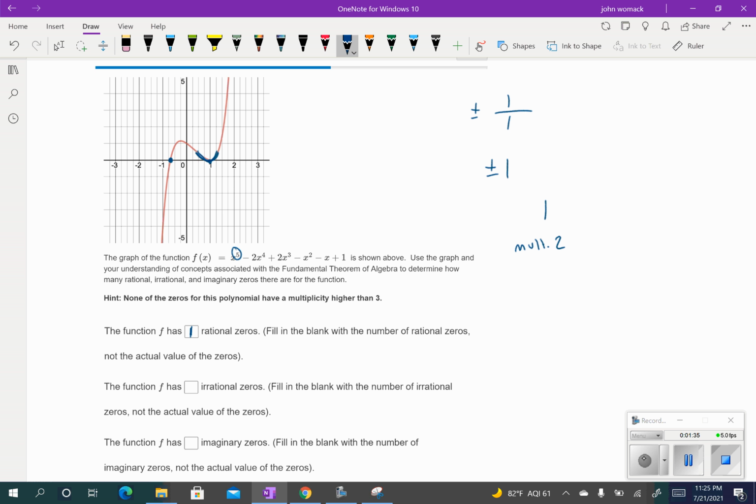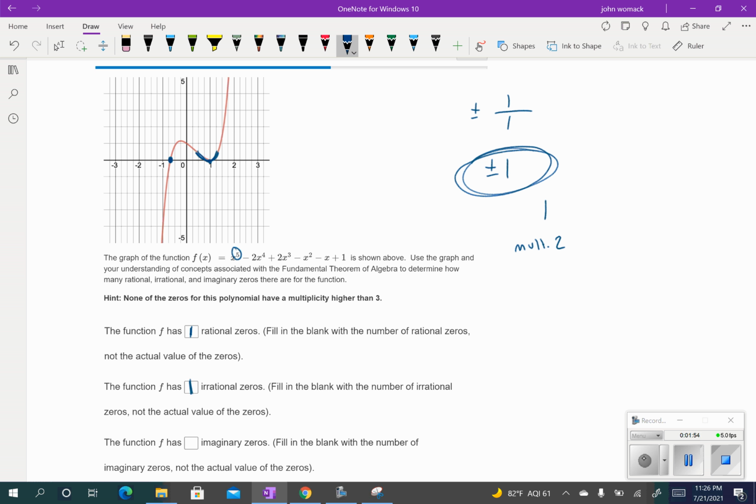Okay, now it says how many irrational ones? Well, the graph crosses over here. If the graph crosses here and it's not rational, it was not on my list up here. That's not 1 or negative 1. That means it can't be rational. It has to be irrational. So there is 1 irrational zero.